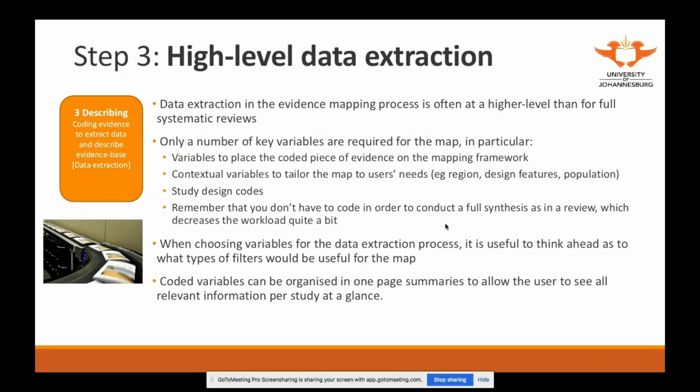So at the basic level, what you do need is the variables to place the study on the evidence matrix. You also probably need a few contextual variables so you can tailor the map to your user's needs. For example, region, design features, type of population. Design features here means intervention design features. Most maps also have a study design code to understand a bit better what type of evidence is included. But those are then the usual suspects already. So you might find that you only extract 4 or 5 variables in total.